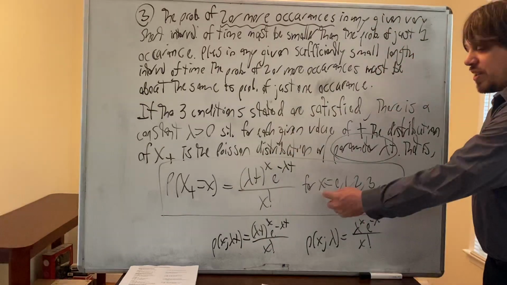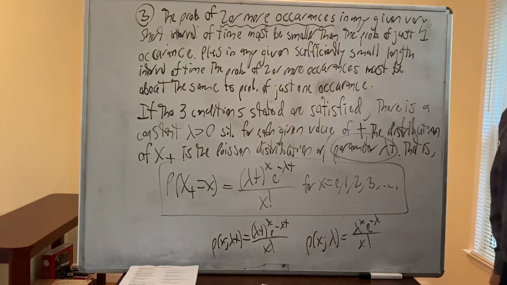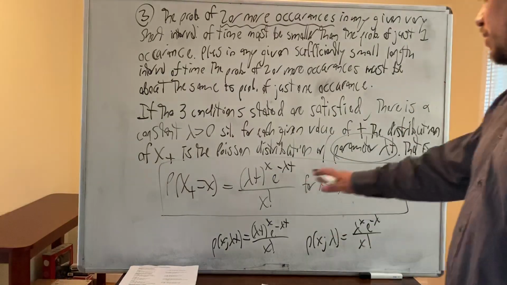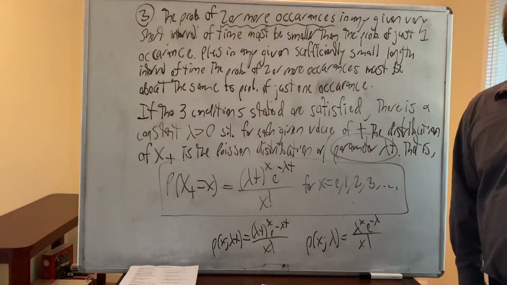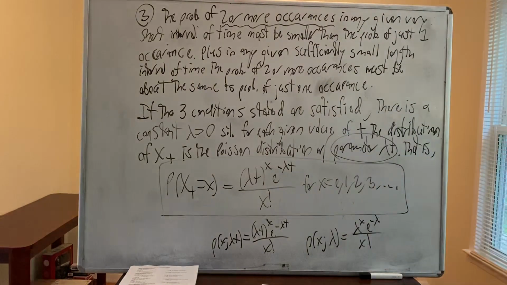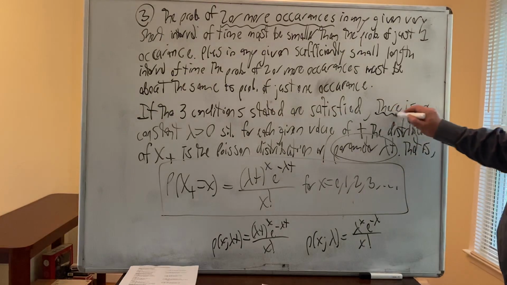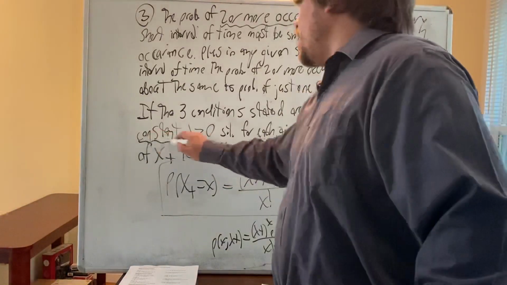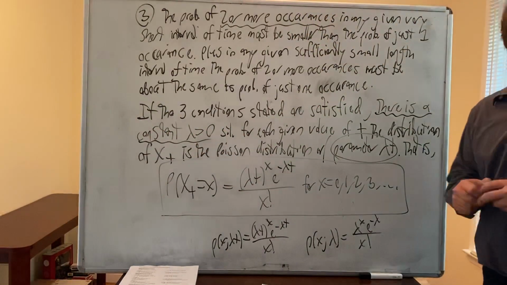And this is for any values of x, 0, 1, 2, 3, and so forth, where x is a non-negative integer. Okay? So that's the conclusion of what happens when those three conditions are satisfied. And important to note, it says there is a constant lambda positive. It doesn't tell you what that constant is.